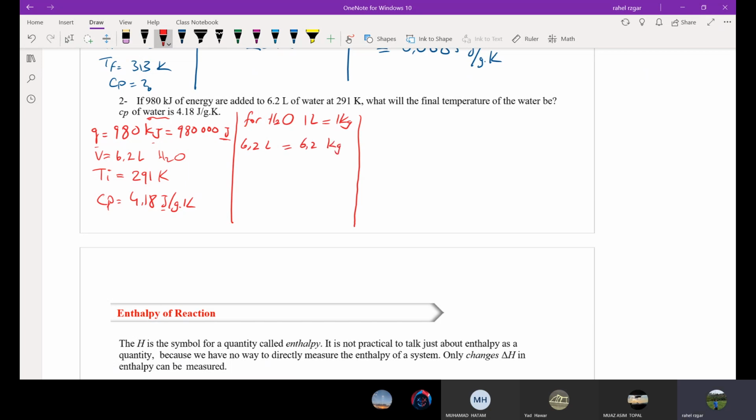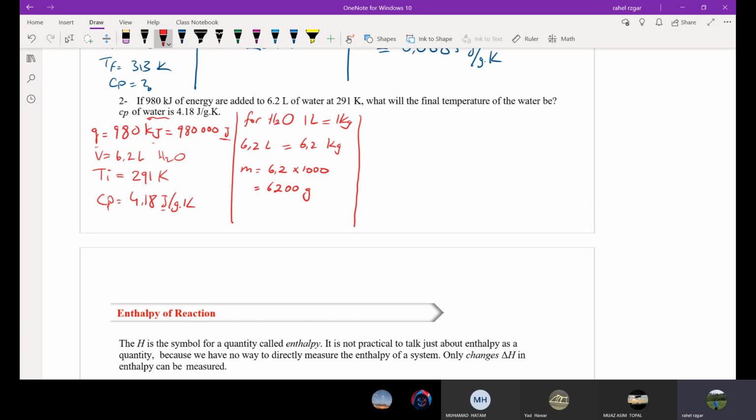All right. And we need it in grams. So mass is equal to 6.2 times 1,000, which equals 6,200 grams, because we need mass in grams, not kilograms. That's how we get the mass also.